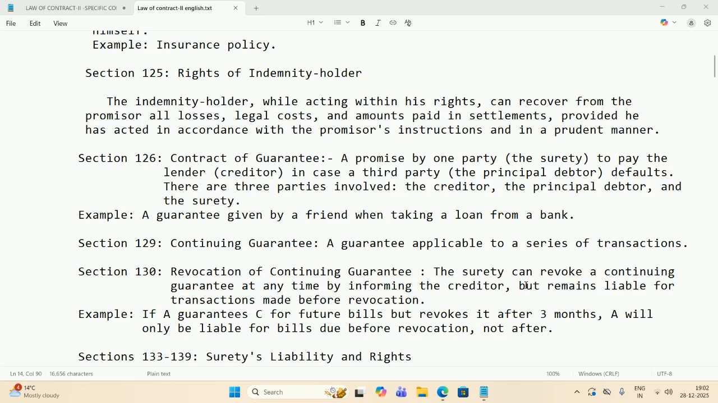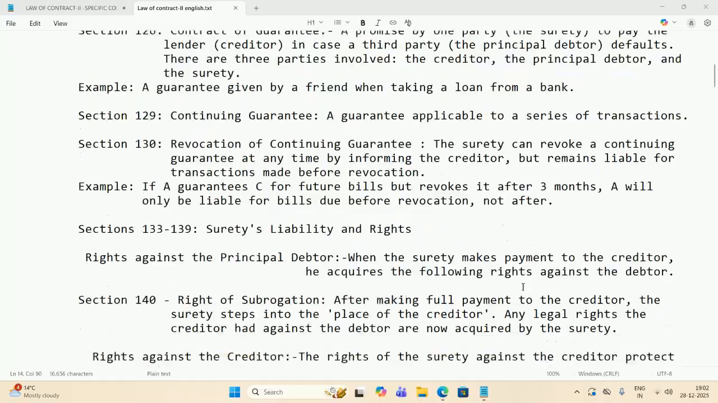Now coming to section 129, continuing guarantee. Guarantee applicable to a series of transactions. Single person can take guarantee of series of transactions. Section 130, revocation of continuing guarantee. When a guarantee can be revoked, the surety can revoke a continuing guarantee at any time by informing the creditor, but remains liable for transactions made before revocation.